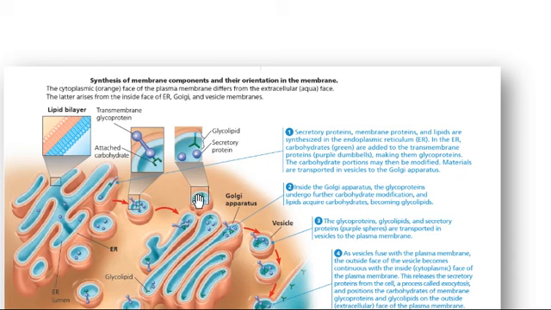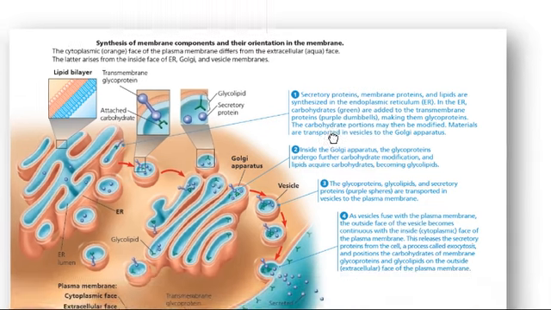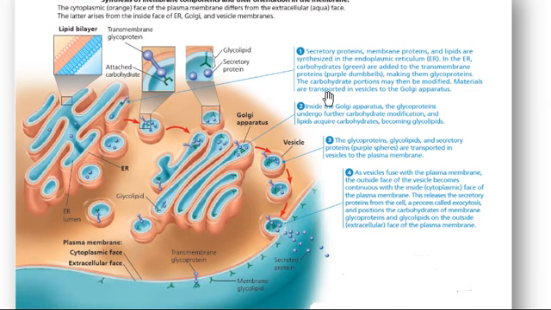So the synthesis of the membranes, the lipid bilayer portion and the proteins, and furthermore the membrane proteins are supplied with the carbohydrate in the endoplasmic reticulum, and then these materials are transported in vesicles to the Golgi apparatus. What happens in the Golgi apparatus? The glycoprotein portion is modified. Some of the monomers are removed and replaced with others.